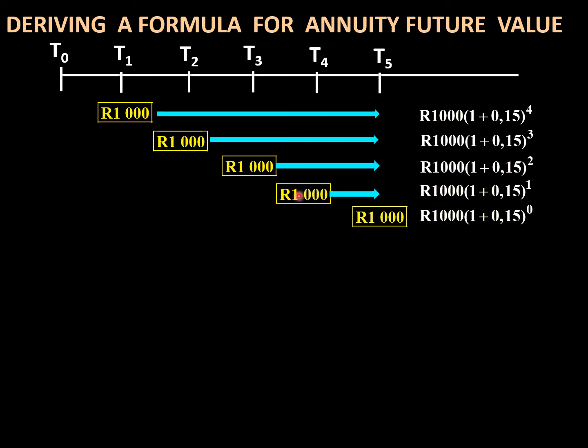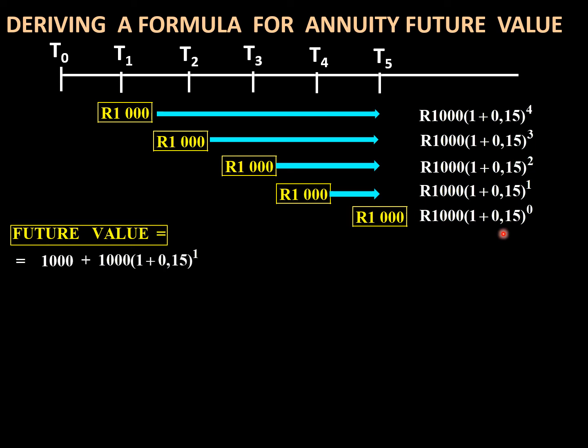Now we want to sum these values. To find the future value, it's a series. So we add each of these terms, and let's start from the bottom. So that's 1,000. I'm just leaving out the 0 part there. That's the second last and the third, and there we've added our 5 terms.